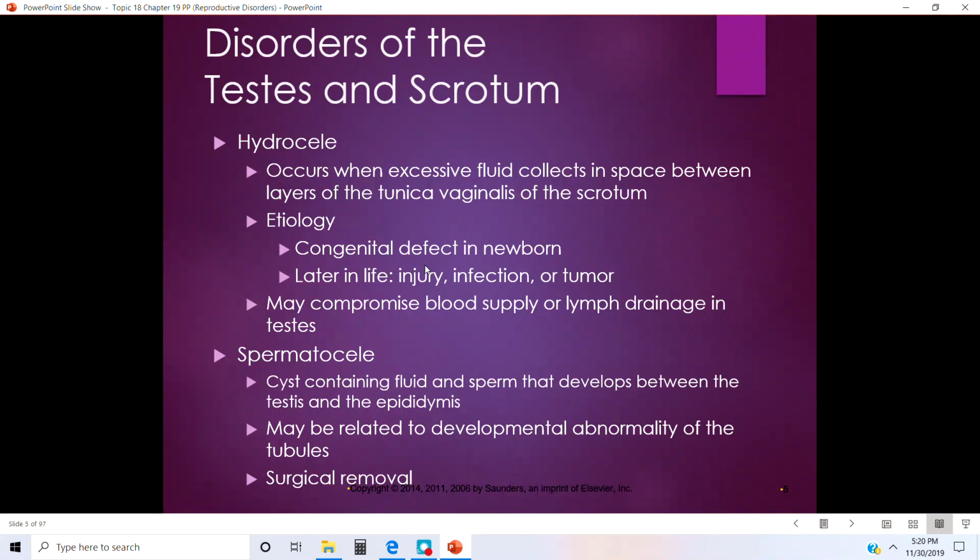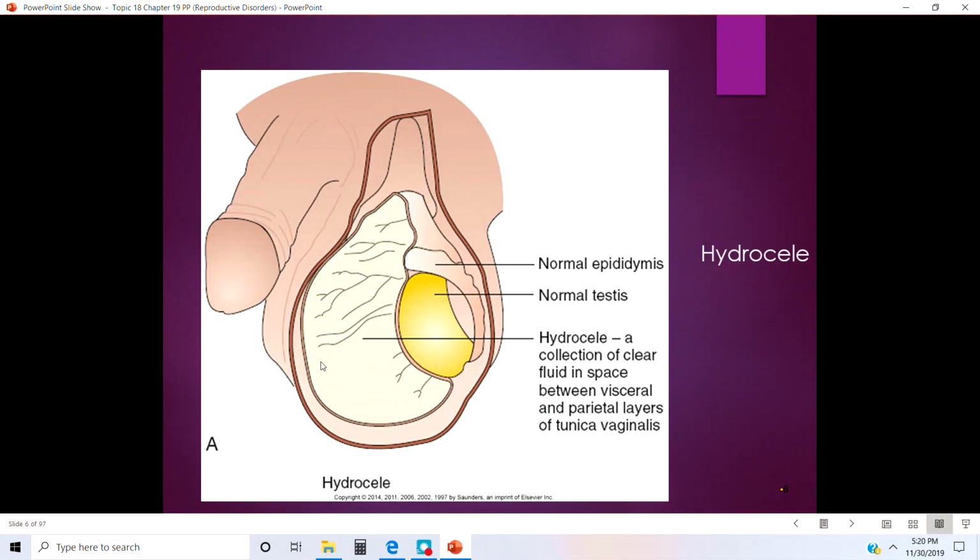If, like in this picture here, there's a lot of fluid in here, this could actually compress the blood vessels bringing blood to and from the testes, as well as the lymph vessels, right? So that would become a problem.